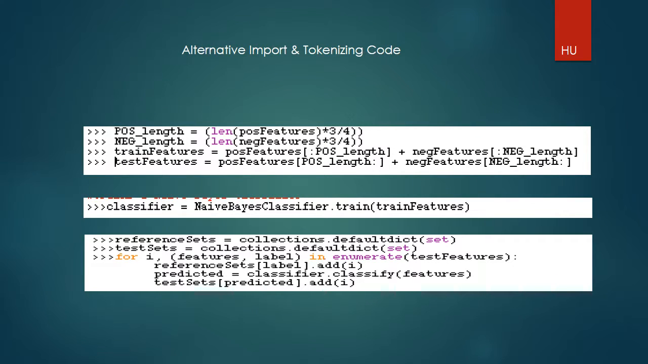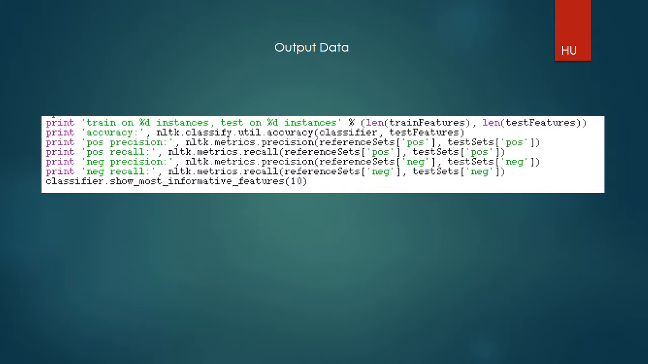I was finally able to move forward with the sentiment analysis. I decided to train 3/4 of the features and test 1/4 while using a naive Bayes classifier to train the features. The following print functions were used to determine the accuracy, precision, and recall for both the negative and positive Twitter reviews. The classifier function is used to determine the 10 most informative features.